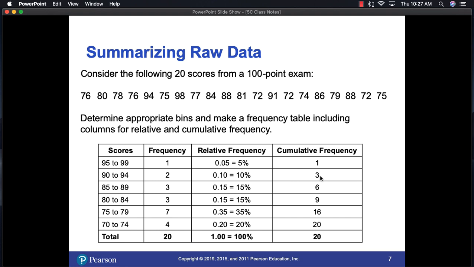So this number 3 here includes the 2 from this bin of 90 to 94 and the one who got the upper 90s. This 6 down here includes not only the folks that got from 85 to 89, but also the ones that got in the 90s as well. So you'll notice it's 3 plus 2 plus 1 gives you 6. And then again, 3 plus 3 plus 2 plus 1 is 9. 7 plus 3 plus 3 plus 2 plus 1 gives me the 16, and so on and so forth.